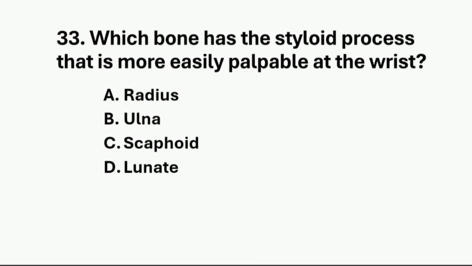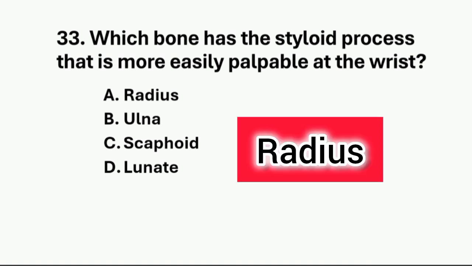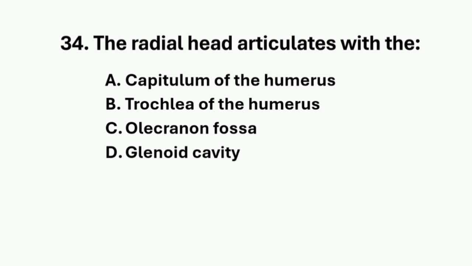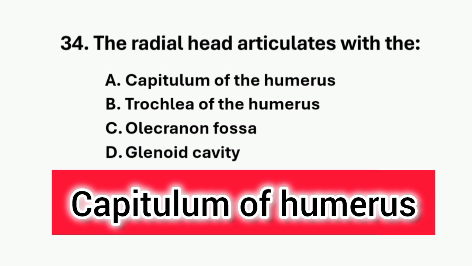Which bone has the styloid process that is more easily palpable at the wrist? Correct answer is option number A, radius. The radial head articulates with which of the following? Correct answer is option number A, capitulum of the humerus.